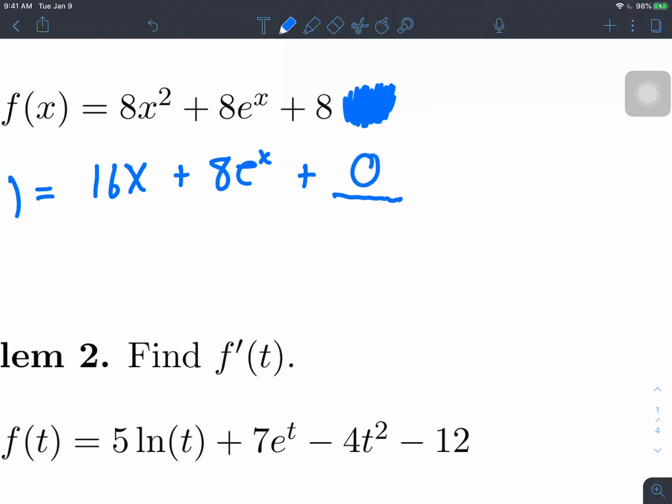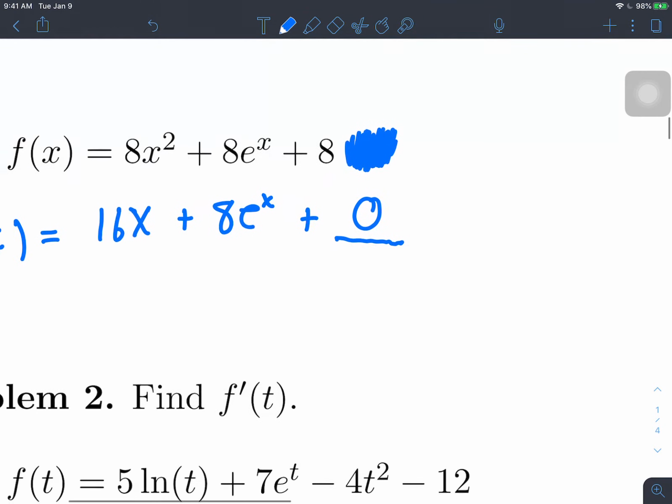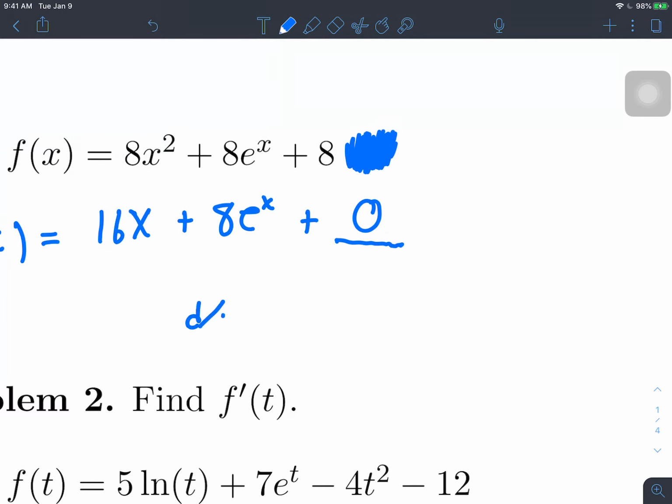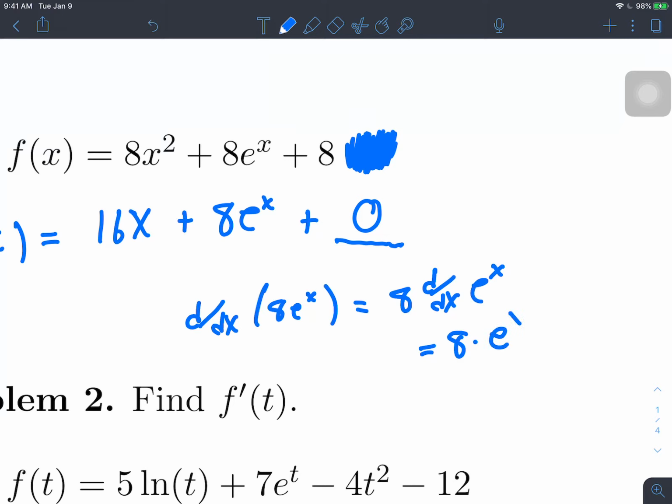Okay? So, the reason that's true is because d dx of 8e to the x by the multiplication by constant rule is equal to 8 times d dx of e to the x, which is equal to 8 times, well, the derivative of e to the x, which is just e to the x.